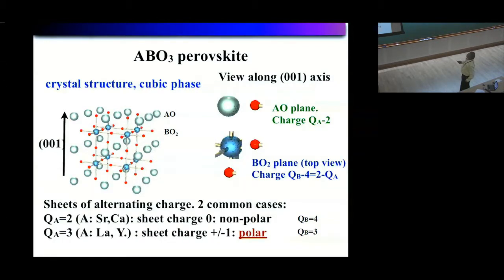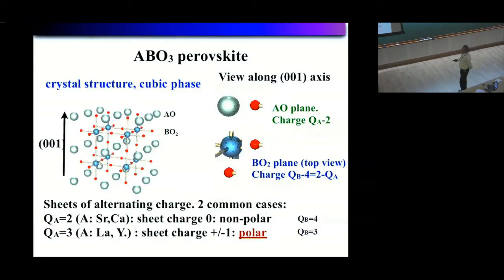Okay, so this is the crystal structure. The crystal structure has a cubic phase. So it's AO and BO2 combined, they form the perovskite. If you view along the 001 axis, there are 2 layers. One is this AO and the other is the BO2. So the AO plane has charge Q_A minus 2, because oxygen has minus 2, and the BO2 plane has Q_B minus 4. So you have to put them equal to make a charge balance.